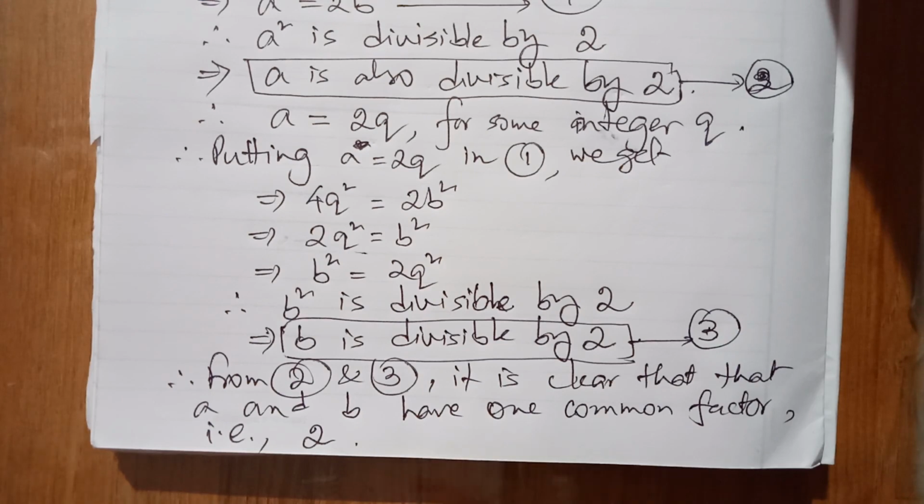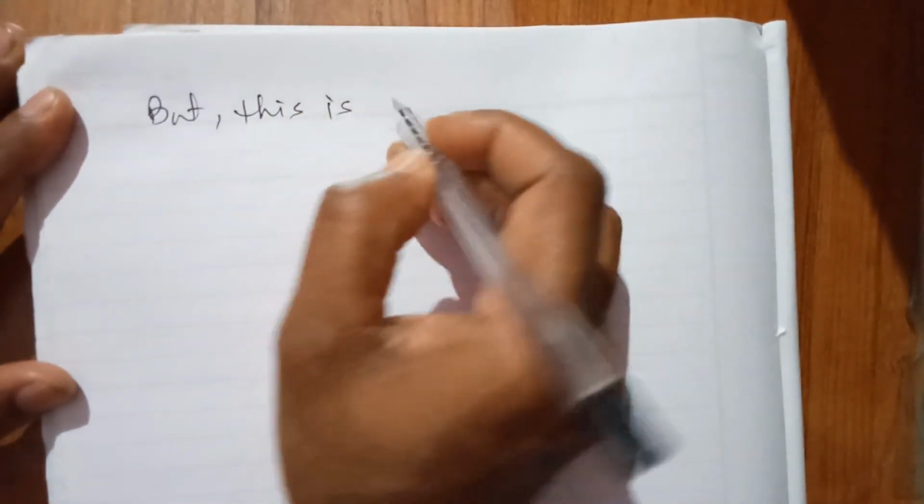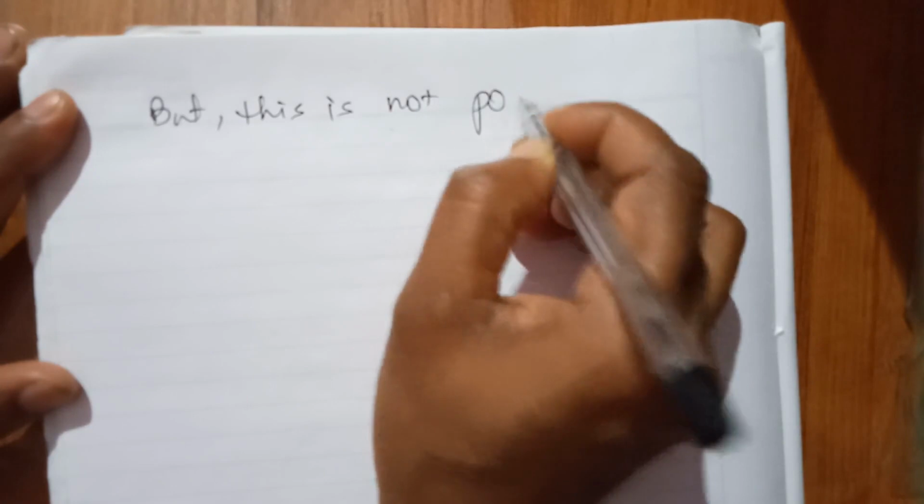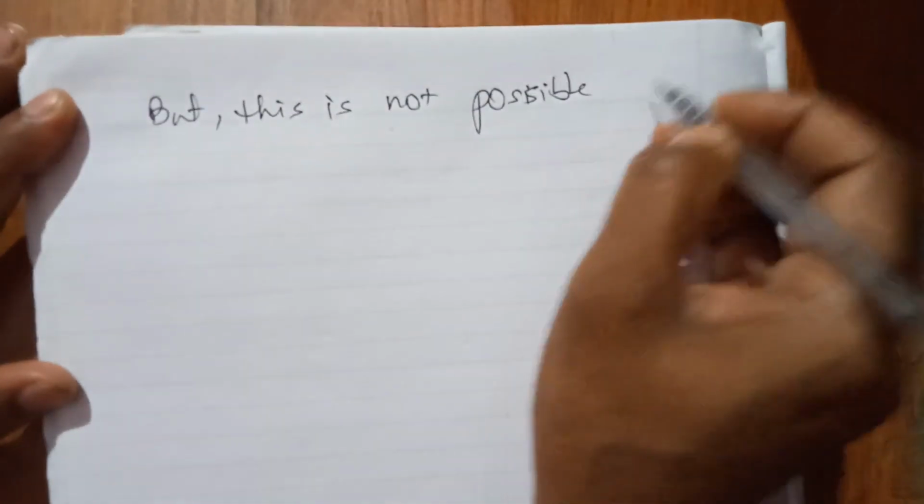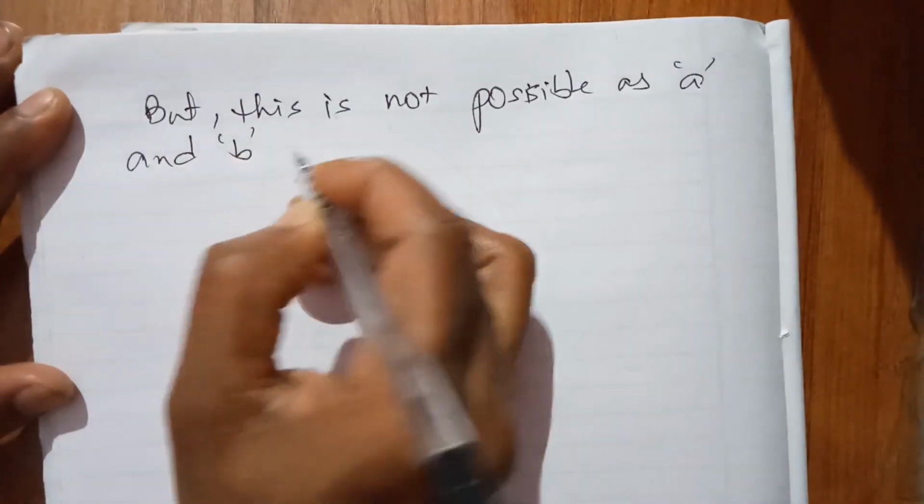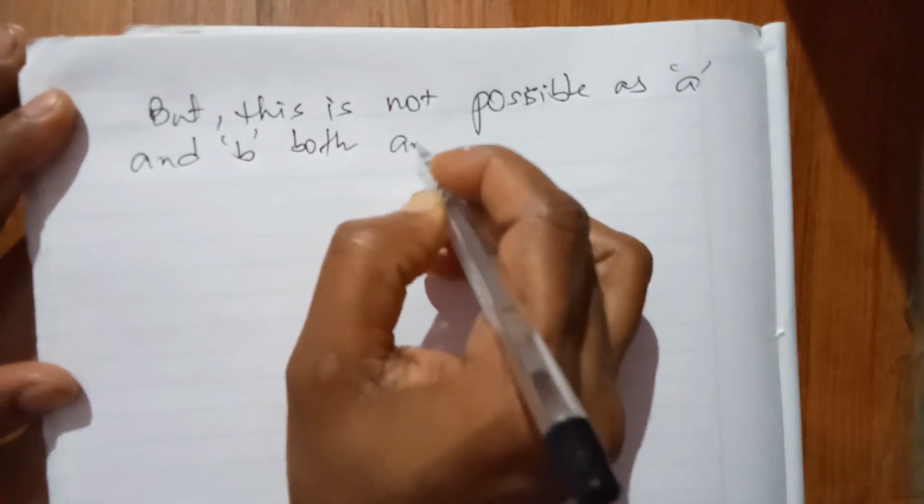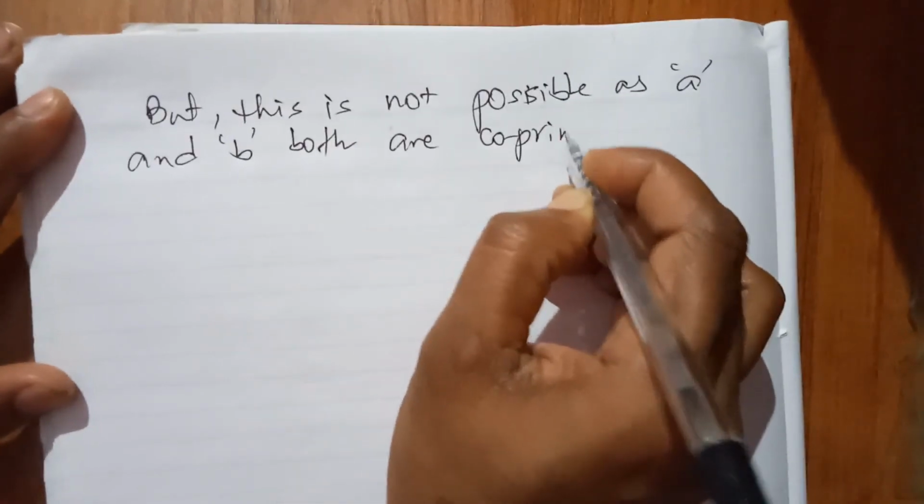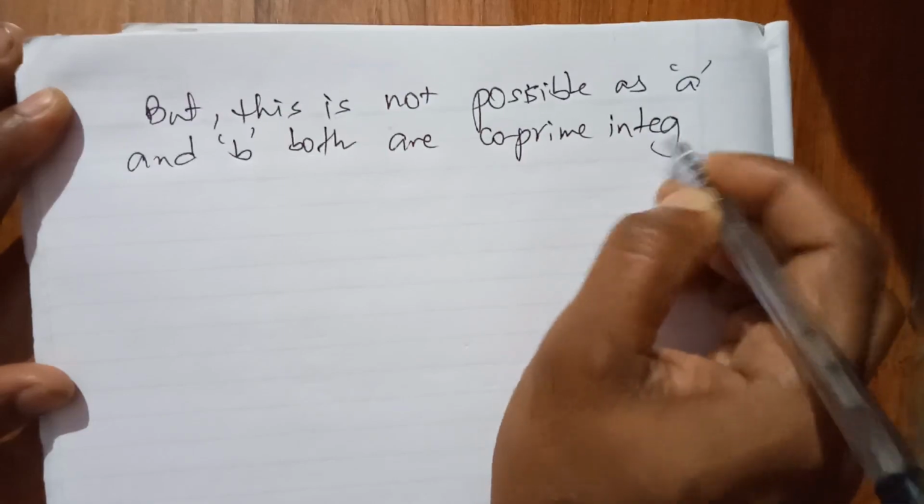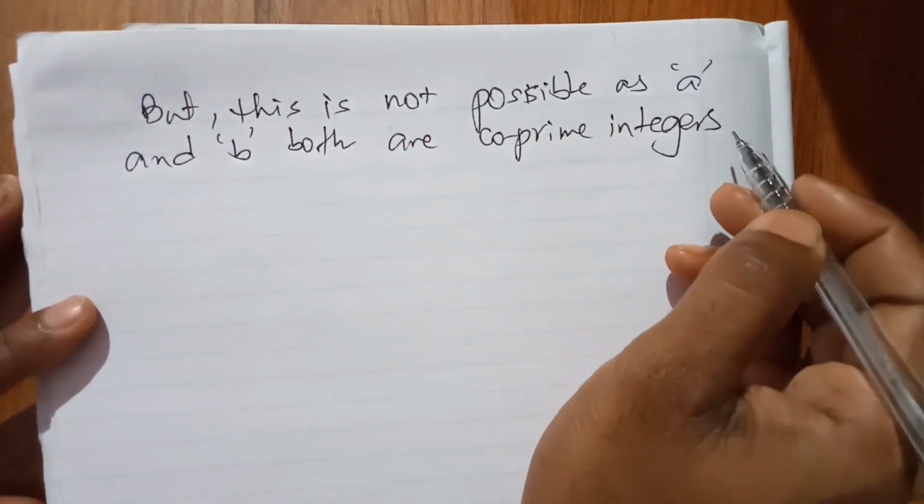So therefore your conclusion will be, you have to write that, but this is not possible as a and b both are co-prime integers.